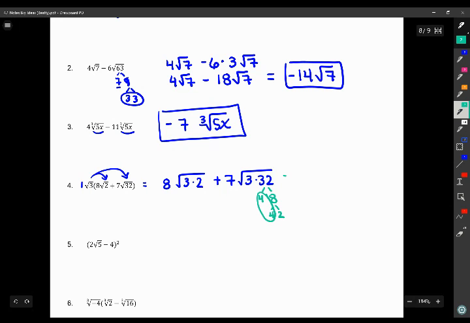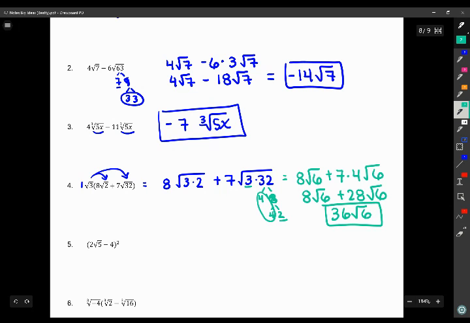So this is going to be the same as 8 root 6, because nothing comes out of that one, plus 7 times 4. And then there's a 2 and a 3 left over. So that's going to stay 2 times 3, which is 6. So we get 8 root 6 plus 28 root 6, which is going to give us 36 root 6. And that's our final answer for number 4.